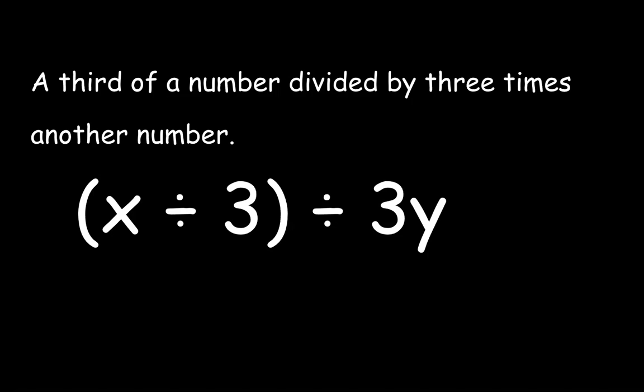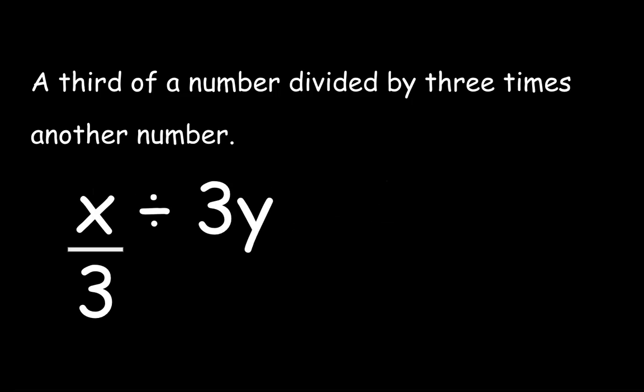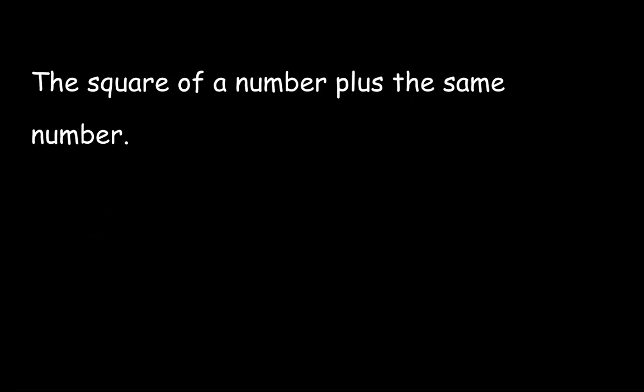Now we've got 2 division signs there we want to get rid of. Here's a third of a number, x divided by 3. And now we've got divided by 3y. I'm going to leave this one like this because it becomes a bit complicated. But what you would actually do is take the 3y and put a big line under the first fraction and put the 3y below that. But that's okay. We'll leave that one like that for the moment.